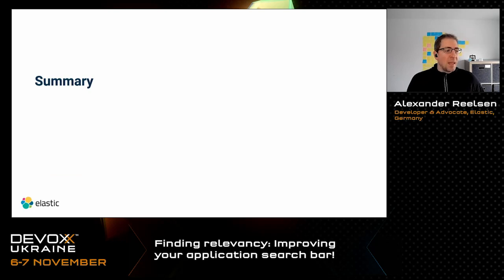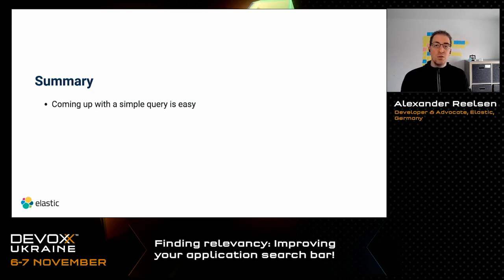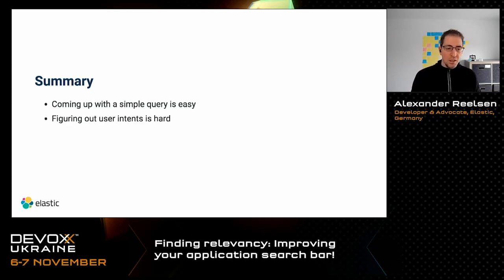All right, let's do a quick summary because we're running at the end of the time already. So coming up with a simple query is easy. You saw, right? Elasticsearch has a ton of functionality to really come far with simple queries. You can select multiple fields, like searching in the first and last name fields from the beginning. All of this is good. All of this is easy.